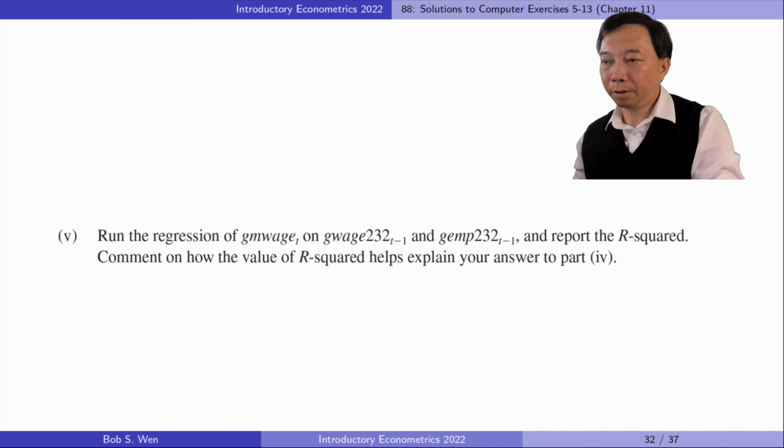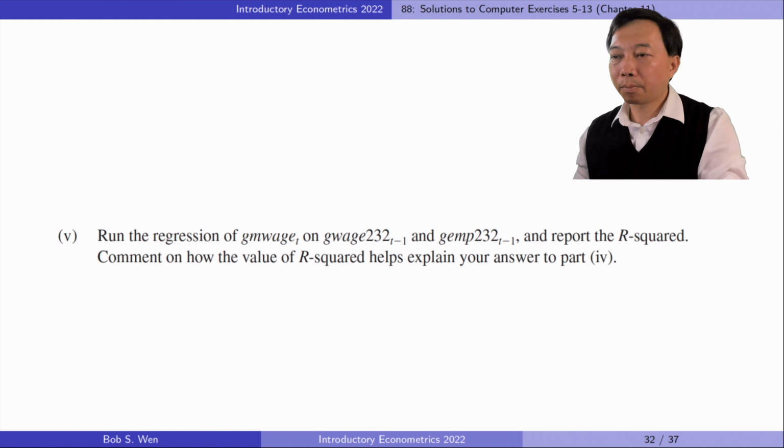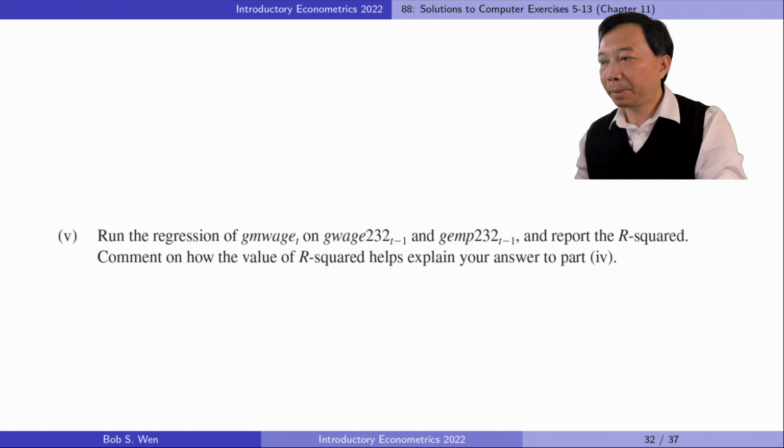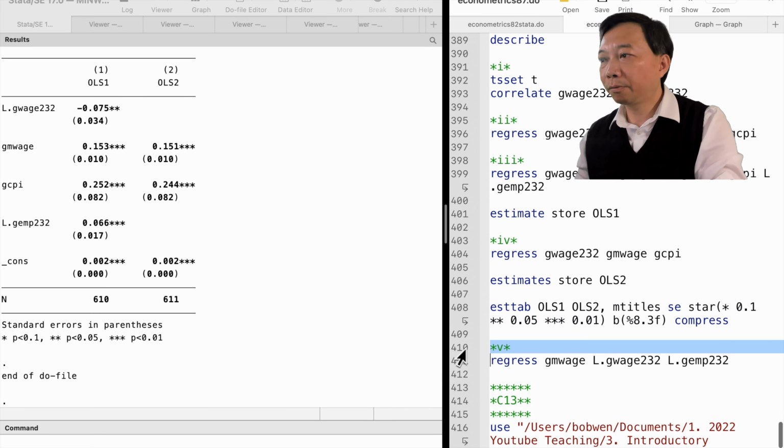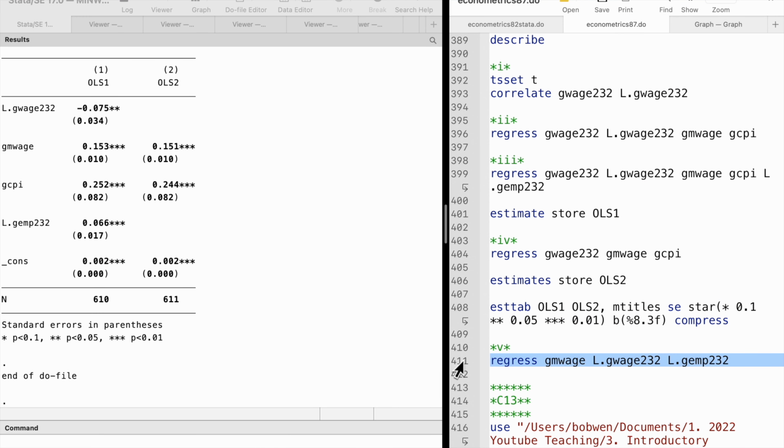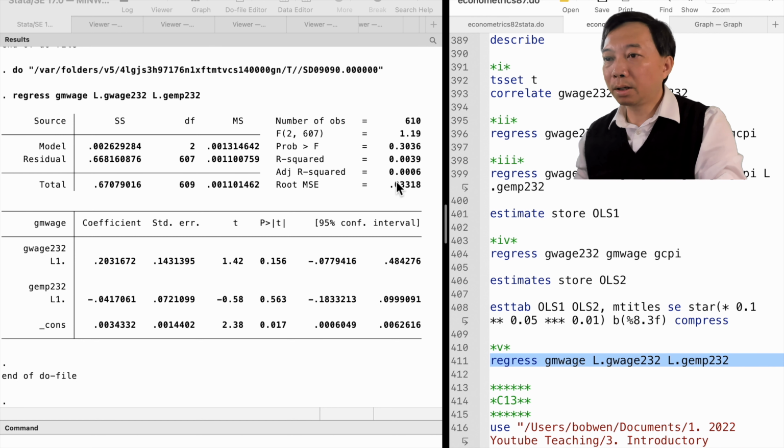In Part 5, run the regression of the minimum wage growth on the two lagged variables and report the R-squared. Comment on how the value of R-squared helps explain your answer to Part 4. The R-squared is tiny, 0.004.